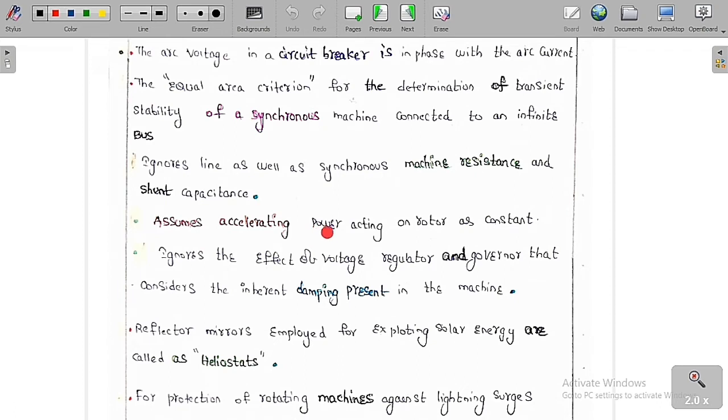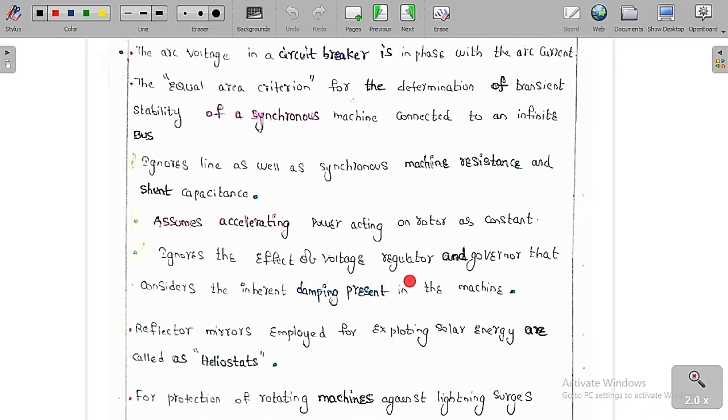We have to assume that the accelerating power acting on the rotor is constant. I have already told you accelerating power is equal to mechanical power minus electrical power. Input is the mechanical power, output is the electrical power, and the difference of this is called the accelerating power. We have to assume that whatever this power acting on the rotor of a synchronous machine is always constant.